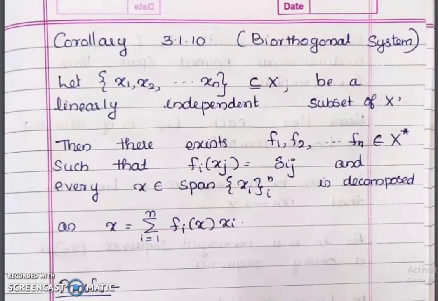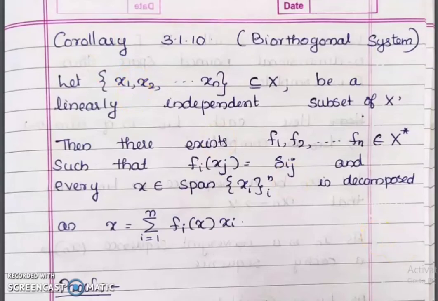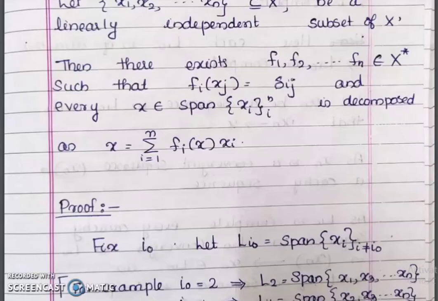Now we are going to prove one corollary, and this corollary is the same as our dual basis in linear algebra. Let x1, x2, ..., xn, a subset of X, be a linearly independent subset of X. Then there exist f1, f2, ..., fn belonging to X star such that fi of xj equals delta ij, and every x belonging to the span of xi, i varying from 1 to n, is decomposed as x equals the sum of fi of x times xi.